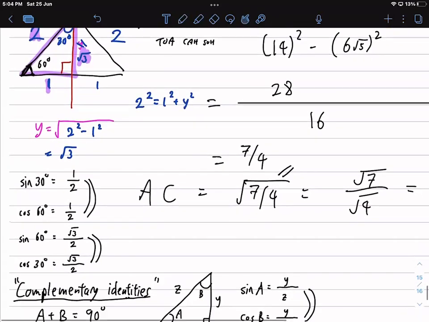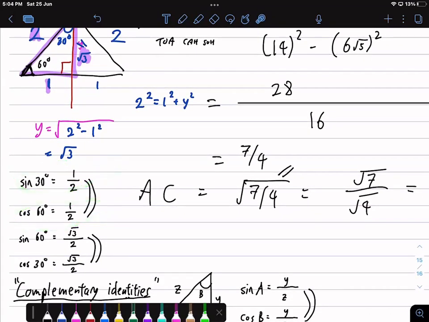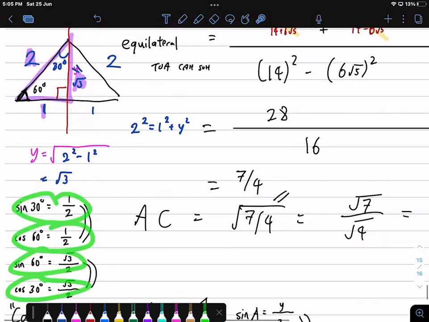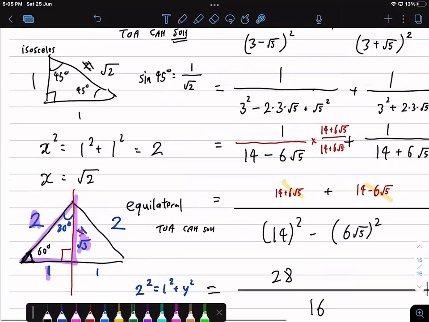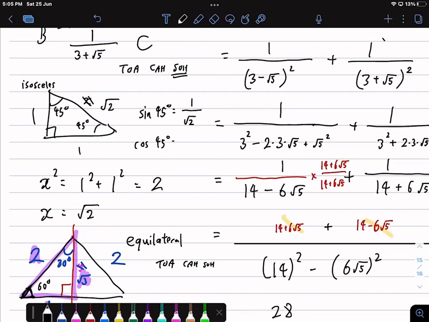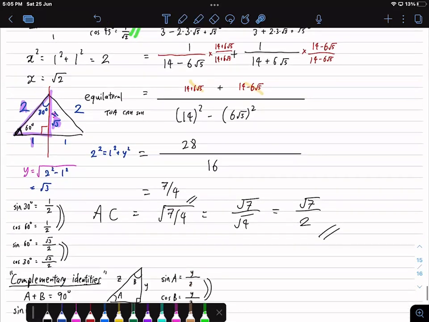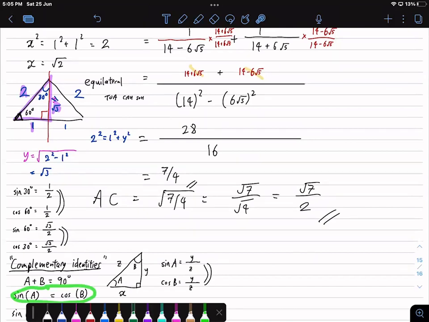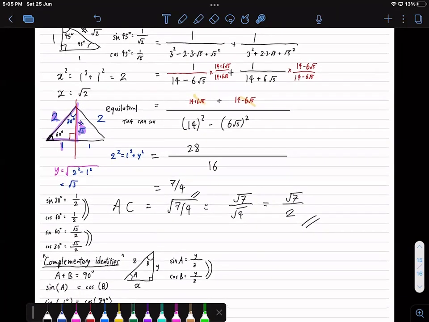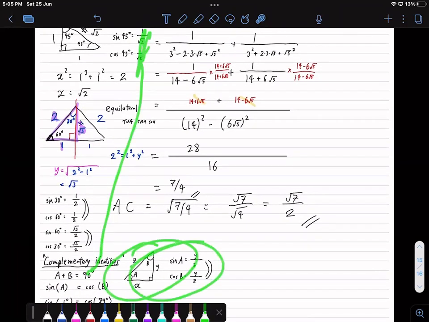So you have found out the exact values of sine 30, cosine 60, cosine 30, sine 60. You also found out the exact value of sine 45, and let's just complete the story. How about cosine 45 degrees? Cosine 45 degrees equals 1 over root 2. It's the same as well. Reason being, you are following this rule: sine A equals cosine B. A equals 45, so B equals 90 minus 45, which is 45. That's why they're the same. It's not a coincidence. You can prove it.